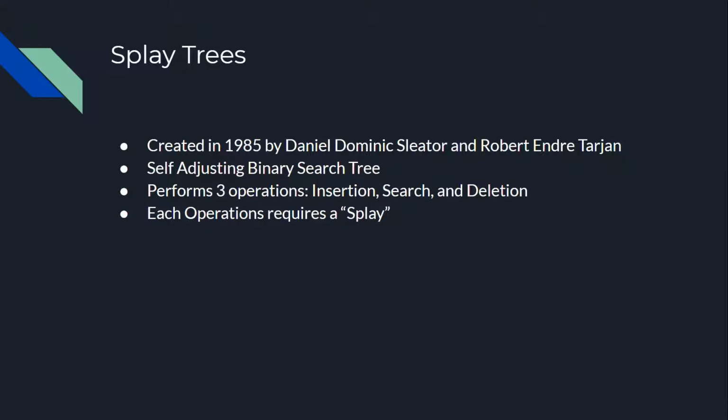Splay trees are nearly balanced self-adjusting binary search trees that were created in 1985 by Daniel Dominic Sleator and Robert Andre Tarjan. They perform three basic operations: insertion, search, and deletion. Each of these three operations will involve a splay. The splay allows the tree to balance itself by moving the element that will be searched, inserted, or deleted to the root of the tree without breaking the binary search tree invariant.